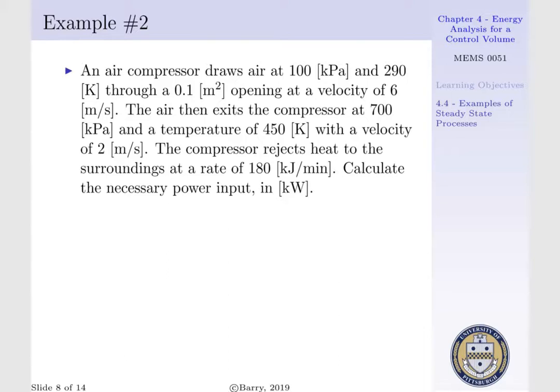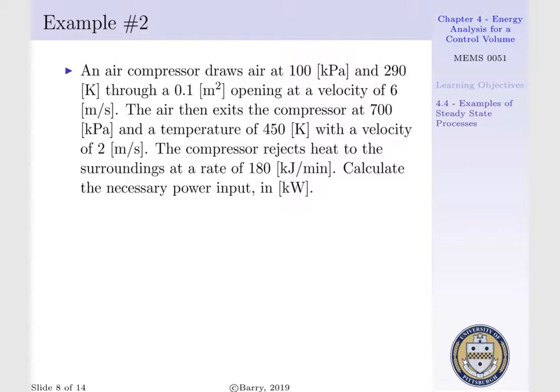Consider the following situation. An air compressor draws air at 100 kPa and a temperature of 290 Kelvin through a 0.1 meter squared inlet with a velocity of 6 meters per second into the system. The air then exits the compressor with a pressure of 700 kPa and temperature of 450 Kelvin with a velocity of 2 meters per second.